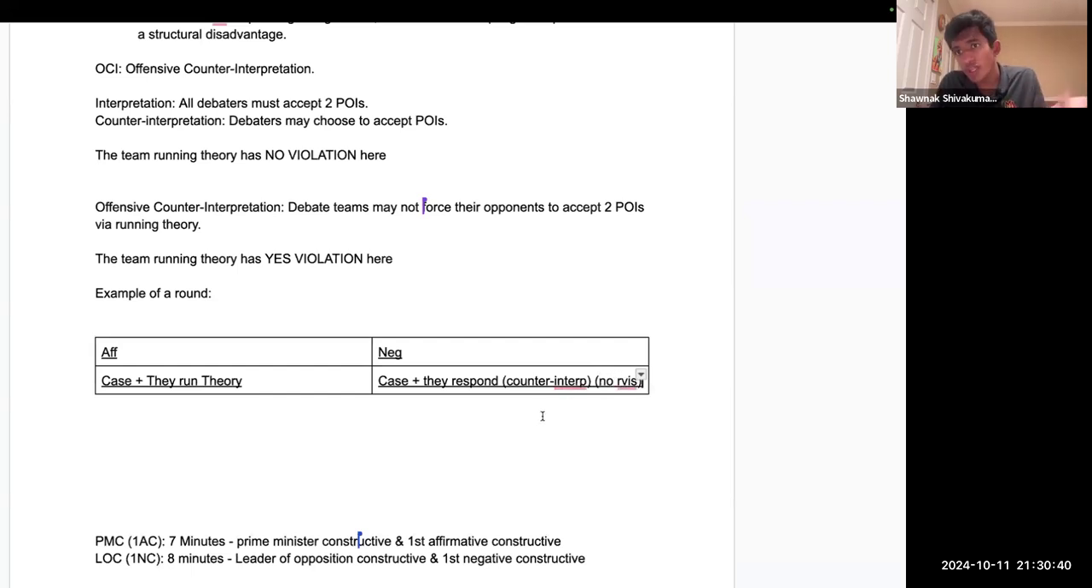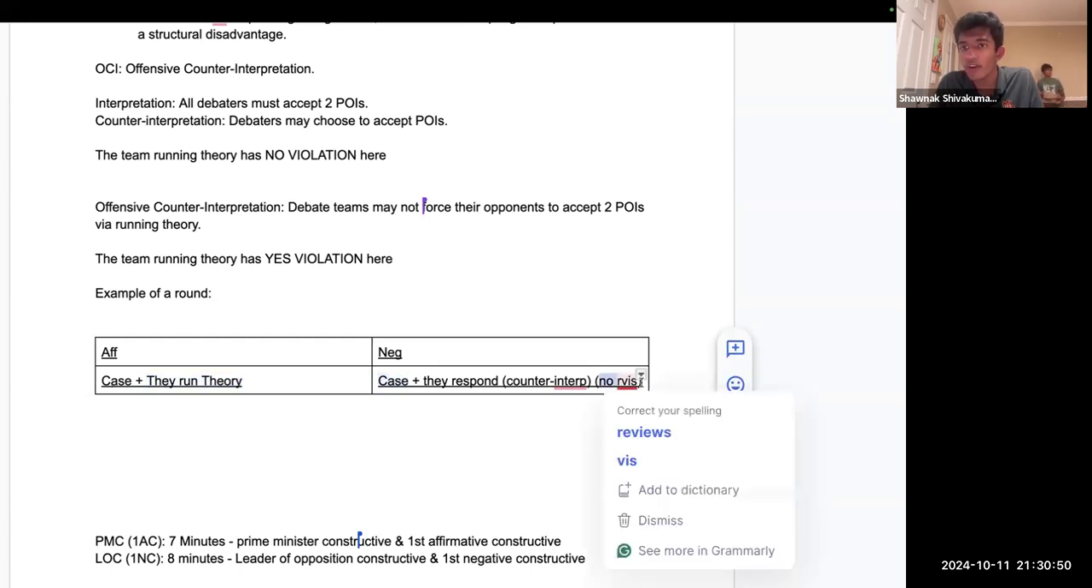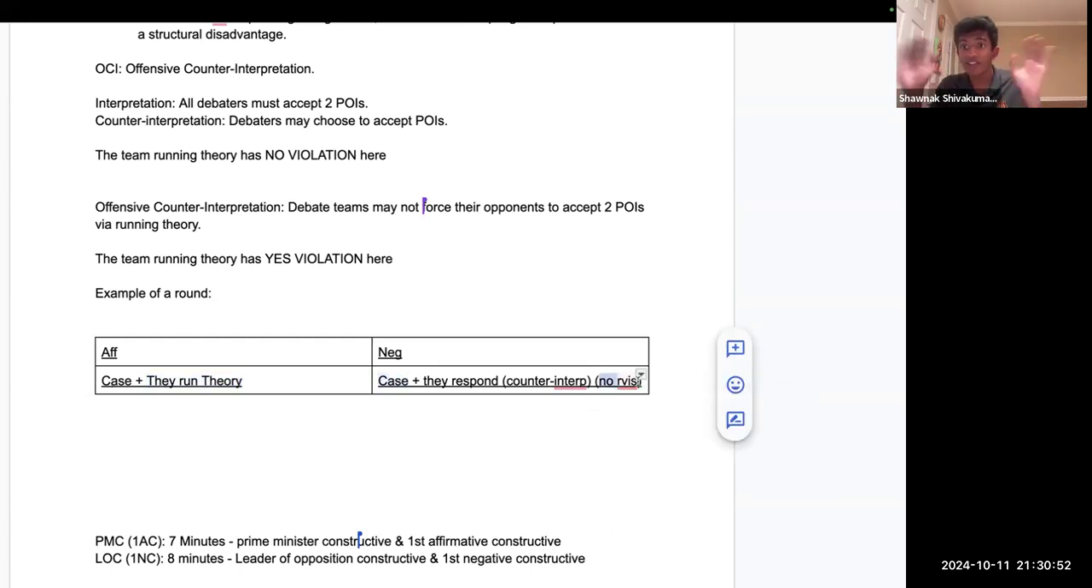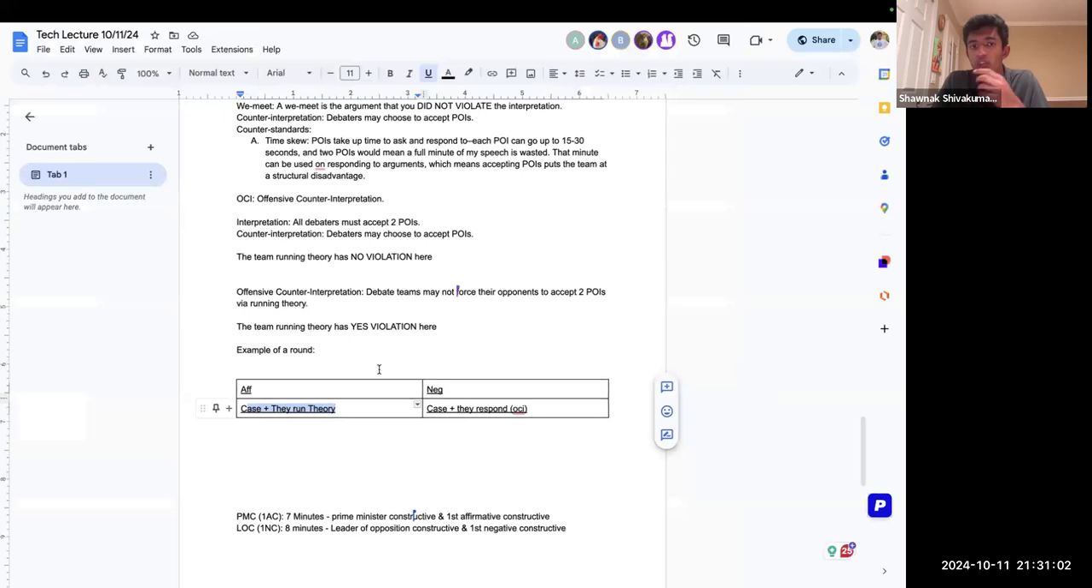Because RVIs are, if you argue for it and you win the RVI, then you can win the shell. But the aff has 2 paths to the ballot, the neg has 1. And if you know you're not winning the no RVIs argument, because some judges are literally like, I don't like RVIs, then it's probably better to run an OCI. Because now it's 2 paths. You don't want to minimize your winning chances. You always want to maximize them.